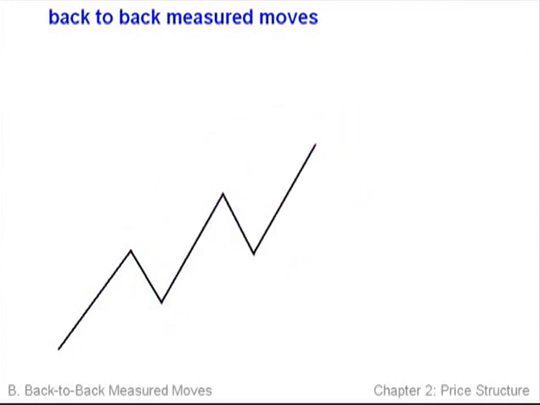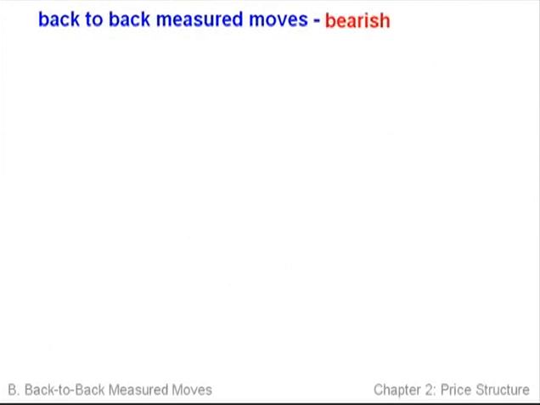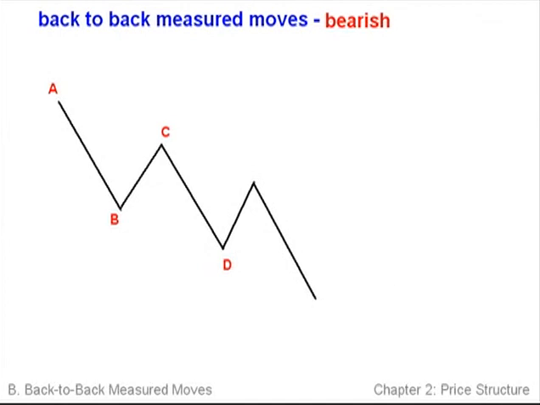When the market is trending very strongly, and you can tell because there'll be a shallow retracement here and or here, there may be more back-to-back measured moves. Okay, let's take a look at the bearish scenario. You have a measured move going down, A, B, C, D. And following it is the back-to-back measured move, and we'll call that little A, B, C, D.